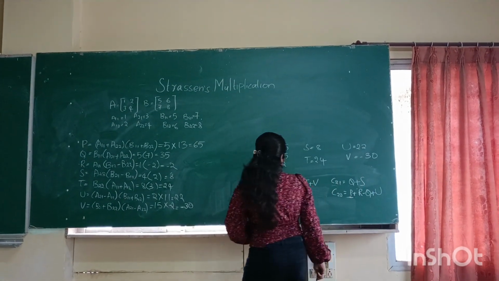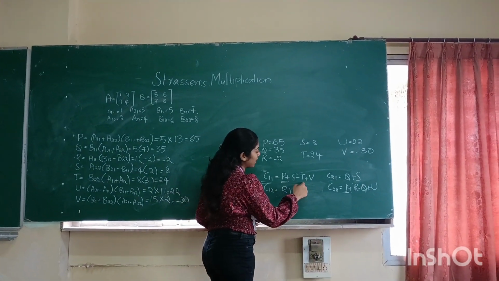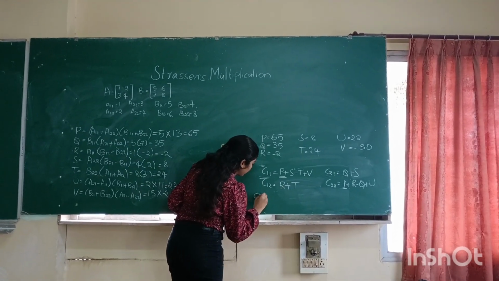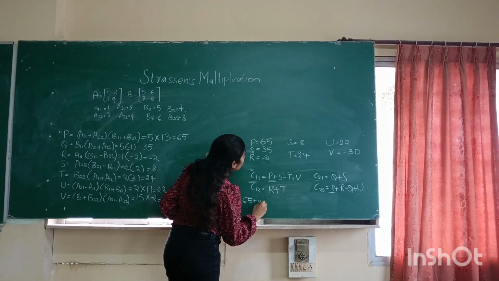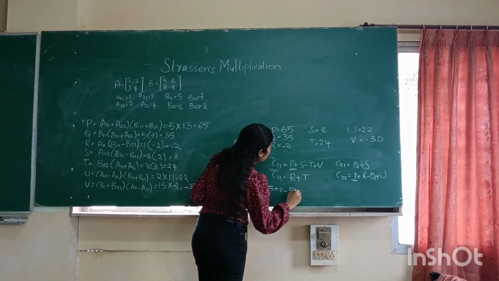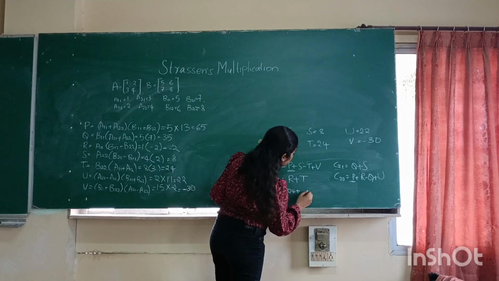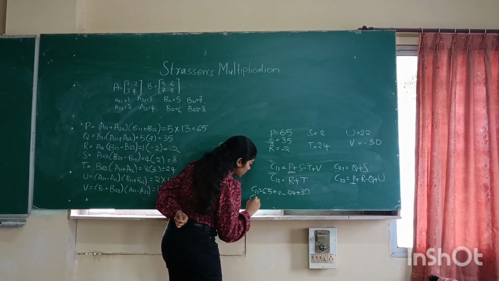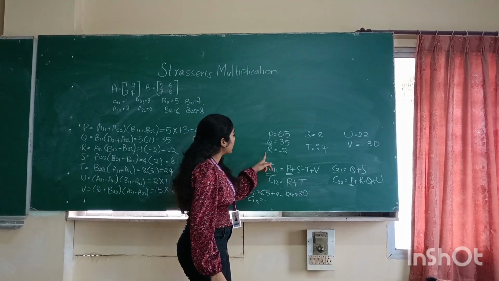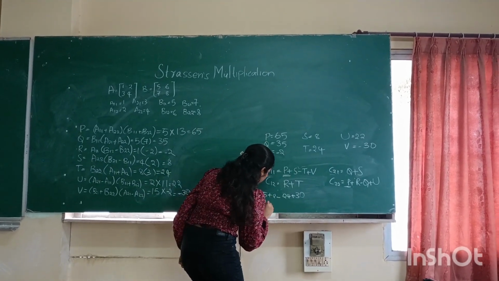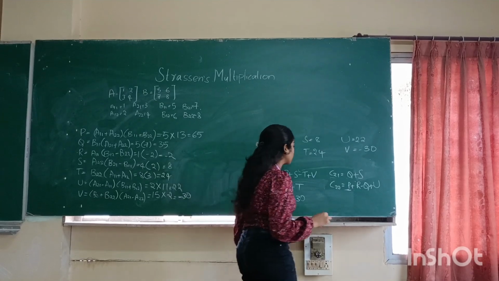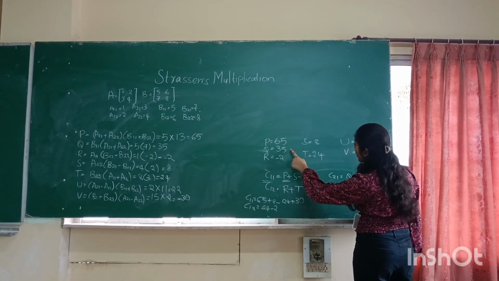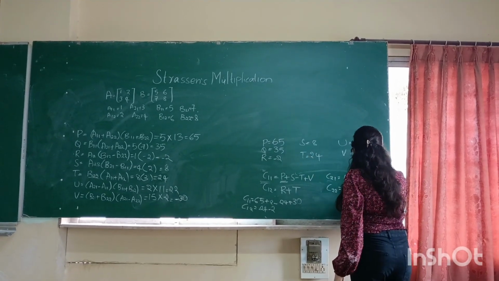Coming to C11, we know that the formula is P plus S minus T plus V. So P plus S is 65 plus 8, minus T is 24, plus V is given as 30. This is C11. C12 will be R plus T. R plus T is 24 minus 2. So coming to C21, it is Q plus S. Q is 35 and S is 8. 35 plus 8.